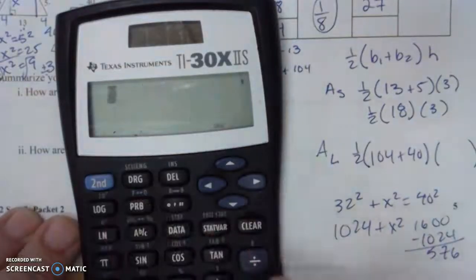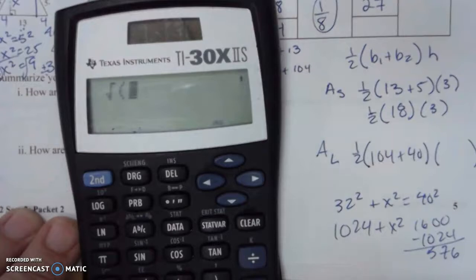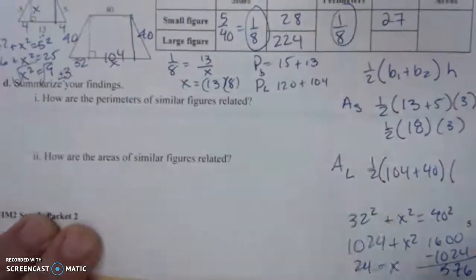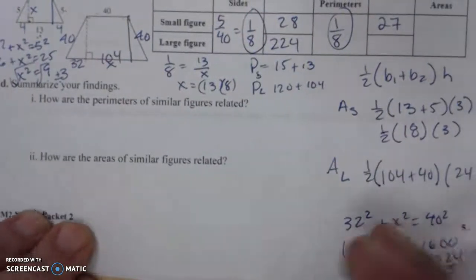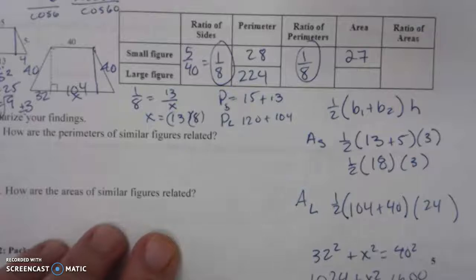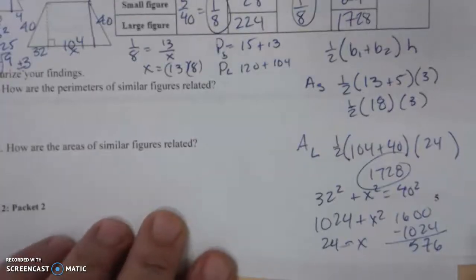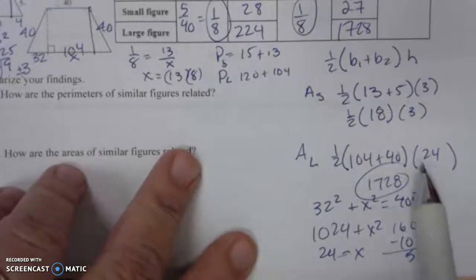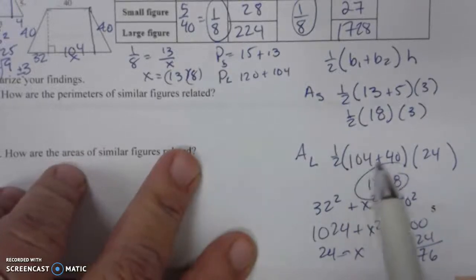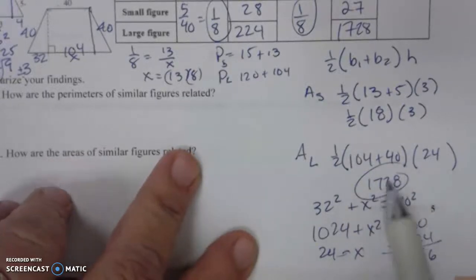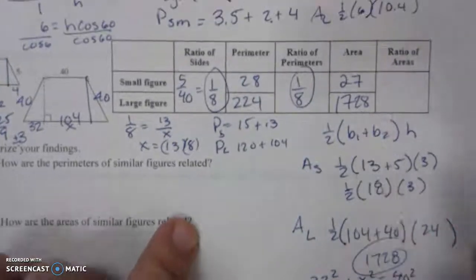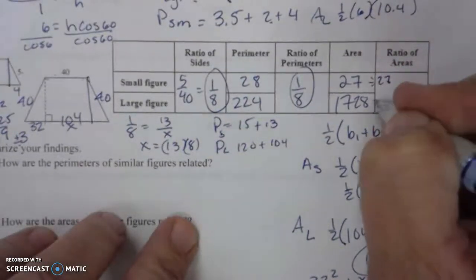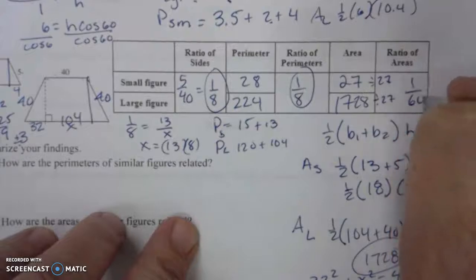And what is the square root? There's a lot of work on this one. What is the square root of 576? I believe it's 24. So we're going to get x equal to 24. Okay. I did all of that just for the height over here. I paused and did a little bit of math. So we found out x was 24. I plug in 24 for my height. And I do half of 144 times 24, which is 1728. So we get the area is 1728. If I reduce this, if I divide both sides by 27, I get 1 over 64.